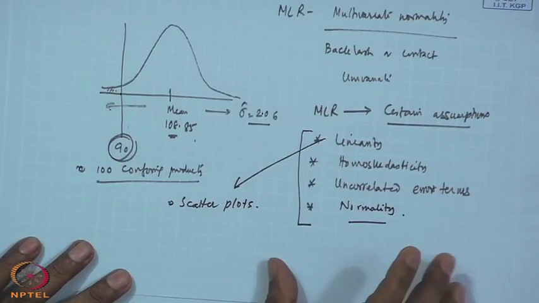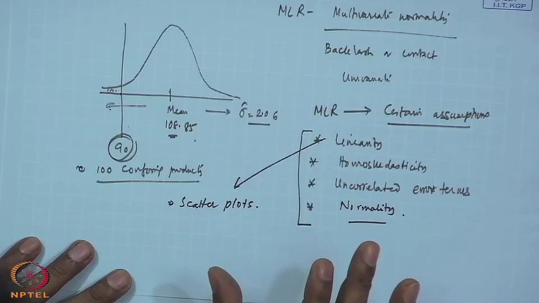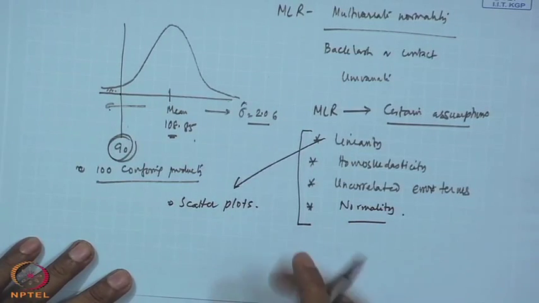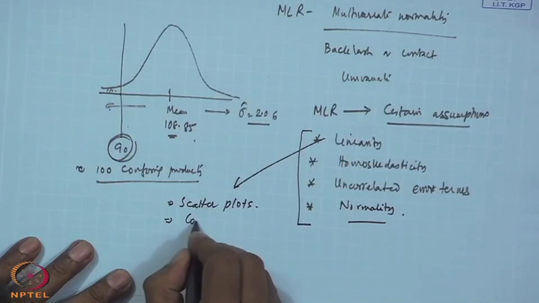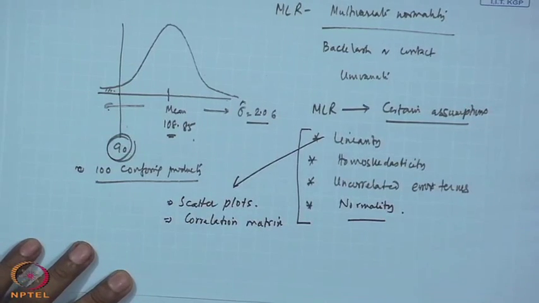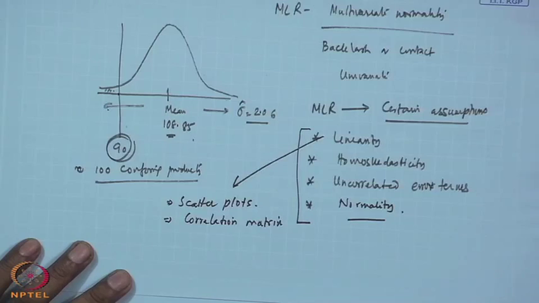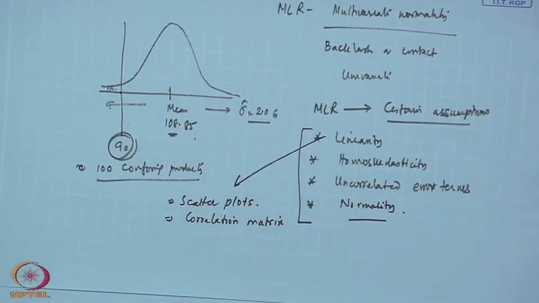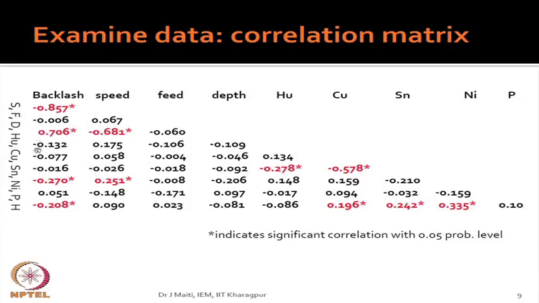Then you will find certain relationships, but these are subjective. Then you go for the correlation matrix. So, the correlation matrix we have computed here is shown like this. Backlash vis-a-vis speed, feed, depth of cut, humidity, these are process related variables, and copper, silicon, nickel, phosphorus and hardness are input quality variables.